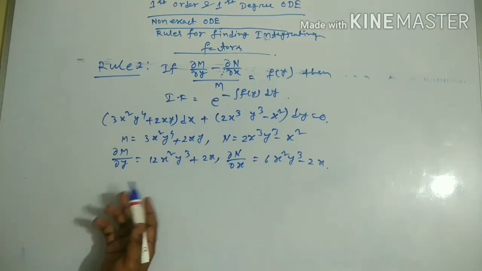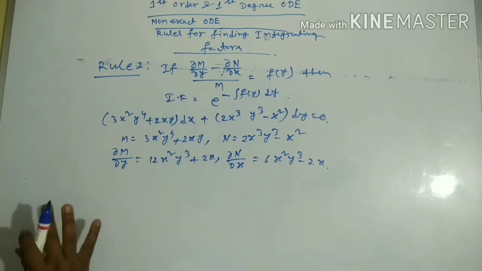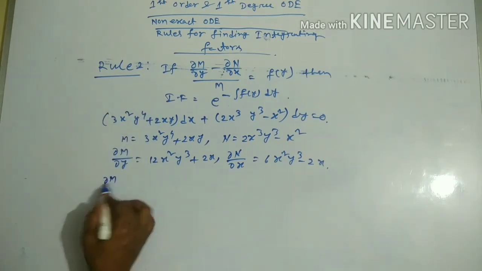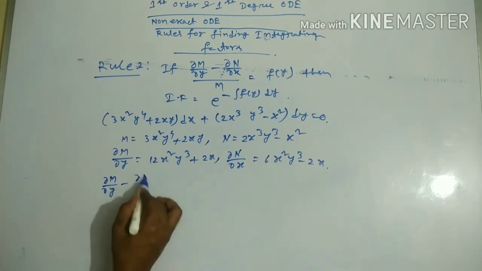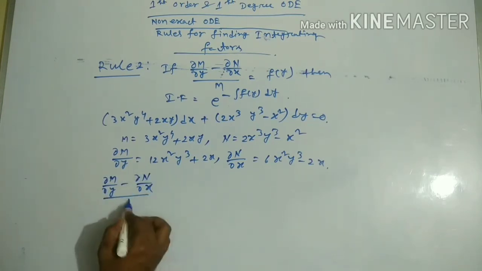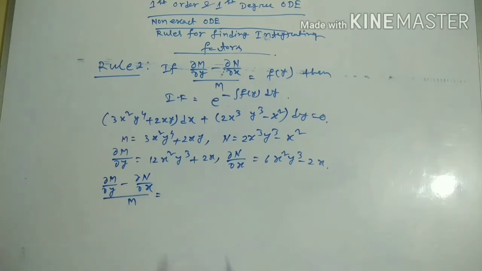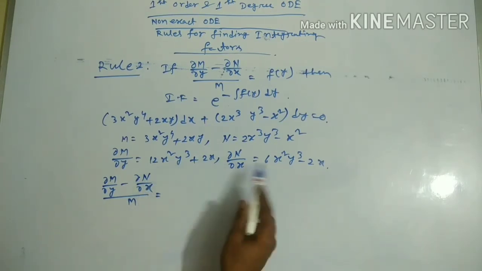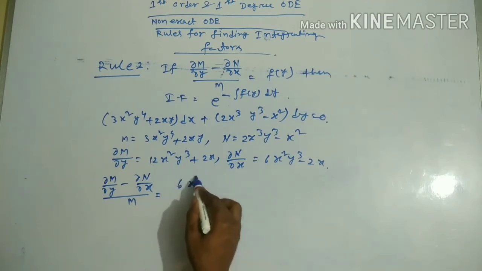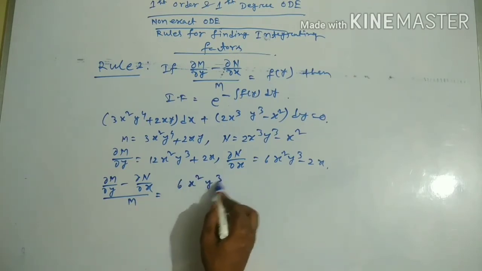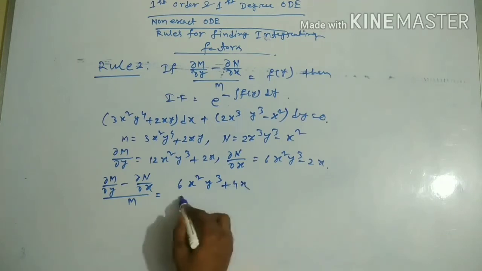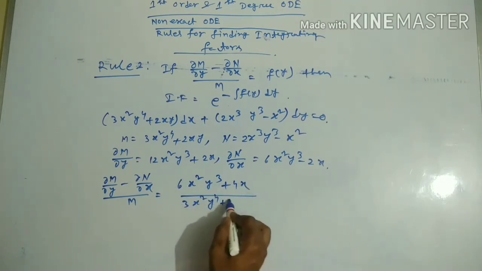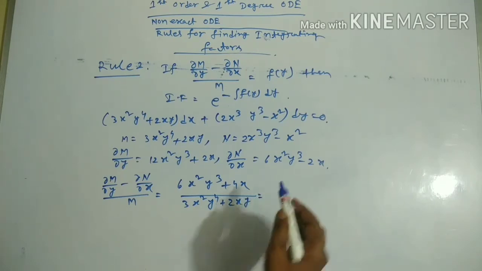So we have to find the integrating factor. For this example I am applying rule 2. So del M del y minus del N del x by capital M will be equal to, I am simplifying directly, 12x square y cube minus 6x square y cube will be 6x square y cube, and plus 4x by M, which is 3x square y to the power 4 plus 2xy.